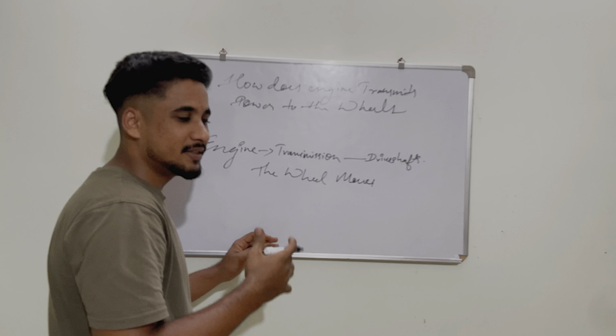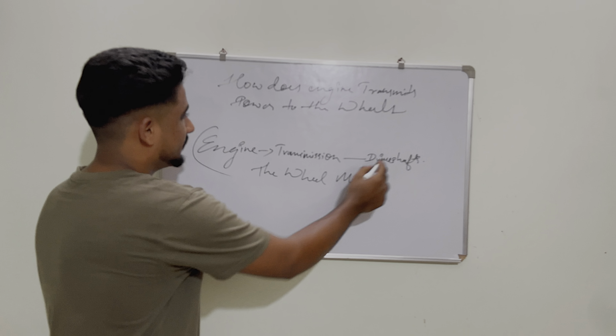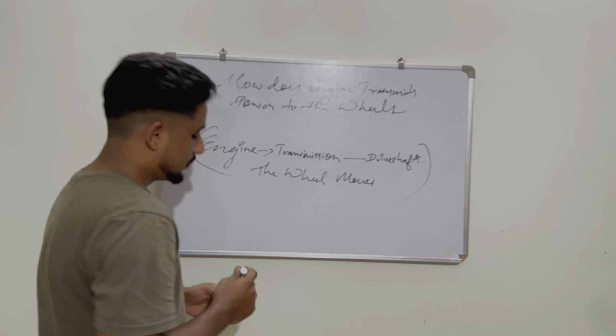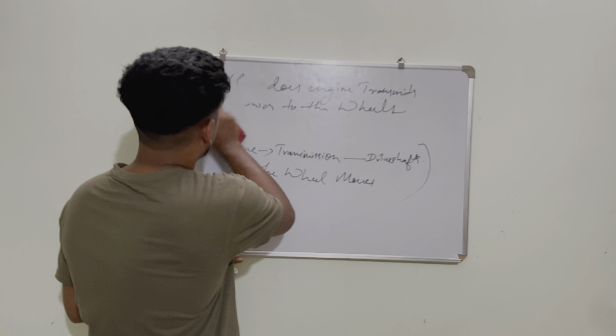There are very complicated things in moving the wheels, so I am just classifying the simple things. These are the simple things, and we will go deeply into that. So let me draw a diagram.